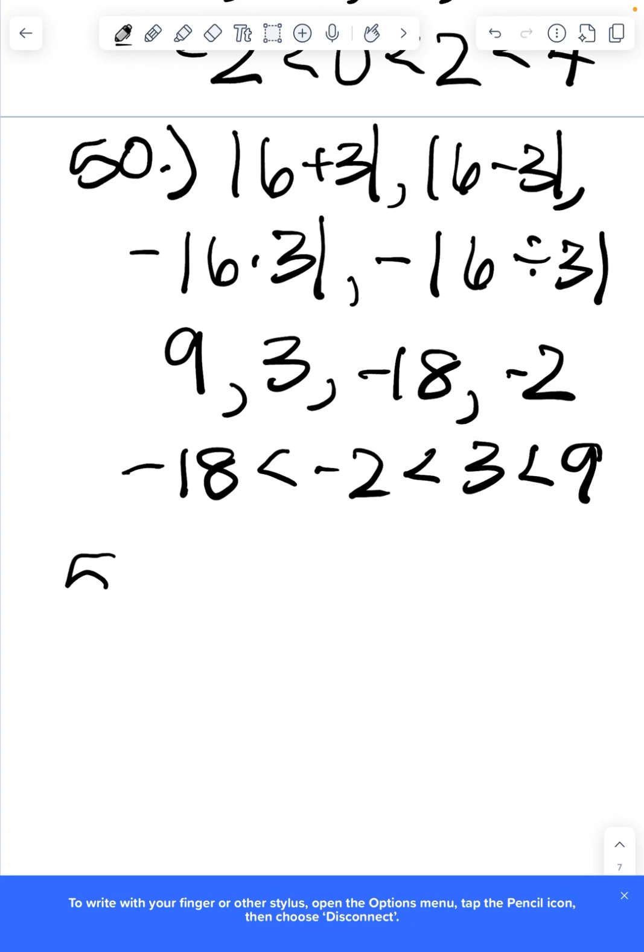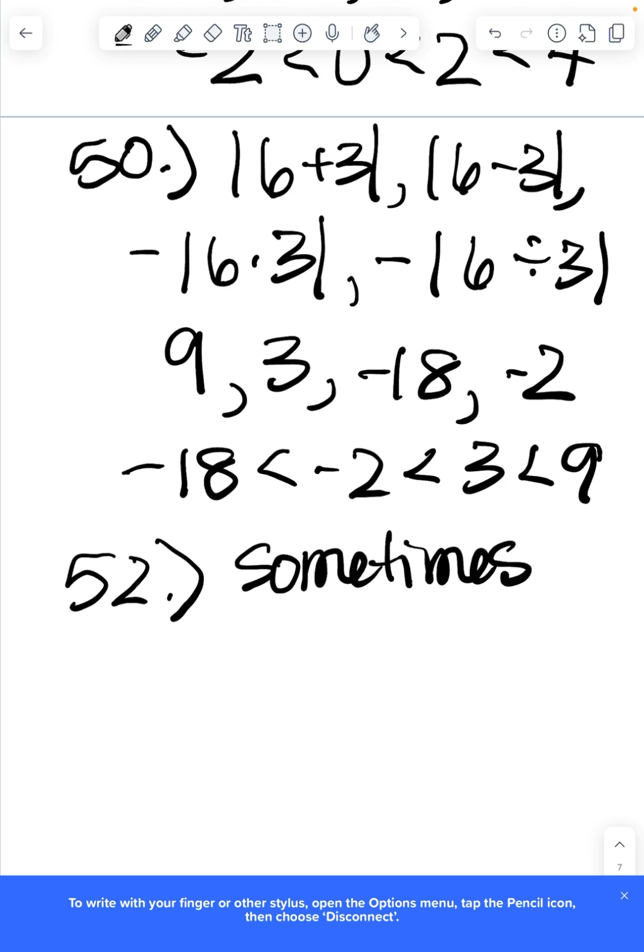One more to go, number 52. Classify the following as always, sometimes, or never true. If A is less than B, then the absolute value of A is greater than the absolute value of B. Explain your reasoning. This is a sometimes. It is true if both A and B are negative, and it's false if both A and B are positive.